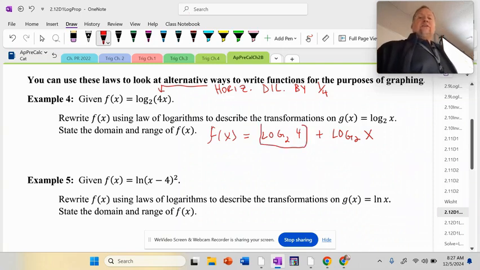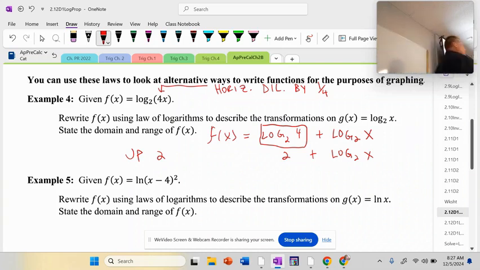Hey, everybody, what's log base 2 of 4? 2. So what is the new translation? Up 2. So now this turned into up 2. So horizontal dilation by 1/4 is equivalent to moving the graph up 2. Talking about the parents, okay? And that's what's happening there.